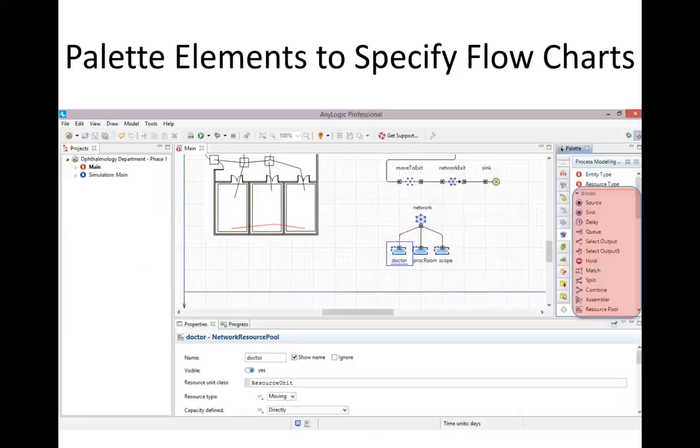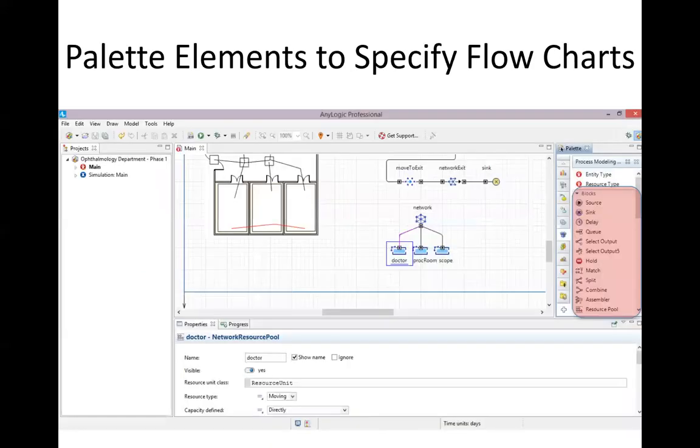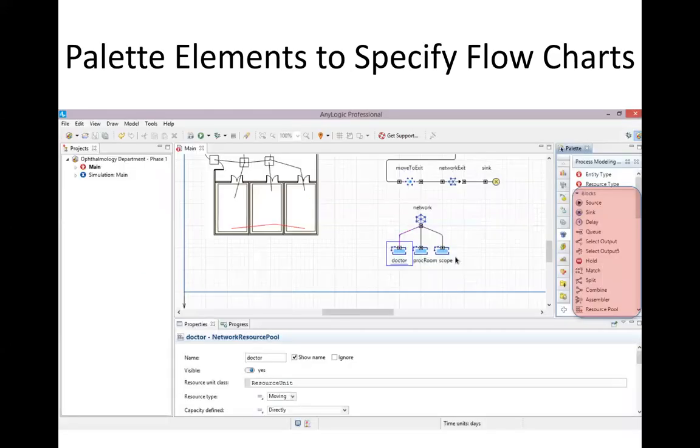It turns out to be really important conceptually, but it allows for a certain modularity, a certain separation of concern. So you have a CAT scan layer that focuses on the details of that. You can slot it into this bigger process. And you'll notice there's quite a few of these: ultrasound process, the VQ scan process, et cetera.